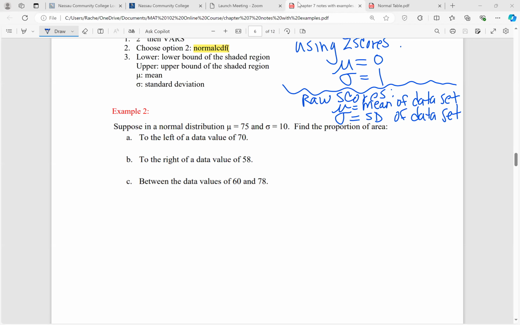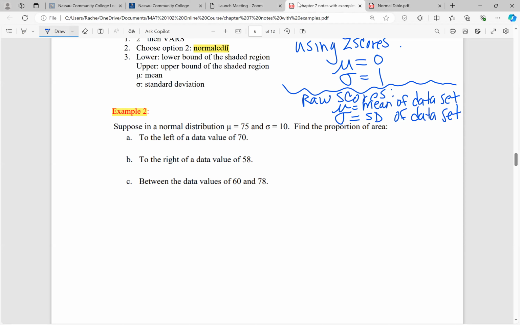Let's continue with example 2. It says, suppose in a normal distribution, the mean is 75 and the standard deviation is 10. Find the proportion of area A to the left of a data value of 70. So let's just start with part A.